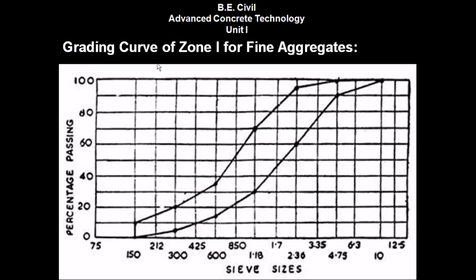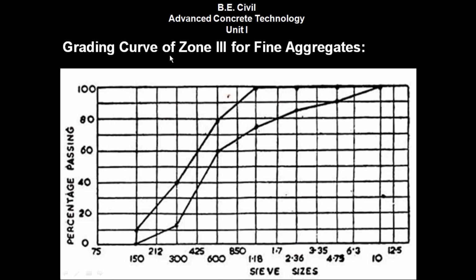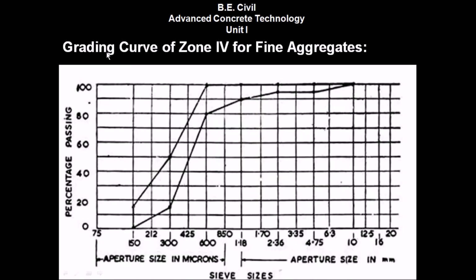So here we will see the graph of the grading curve of zone 1 for the fine aggregate. Fine aggregates which are in zone 1 are here. You can say this is the particle size distribution also. Now we are seeing the grading curve of zone 2 for the fine aggregate. Previously it was zone 1, this is zone 2. Now the grading curve of zone 3 of the fine aggregate. Now the grading curve of zone 4 for the fine aggregate.